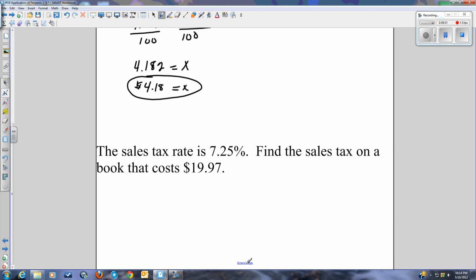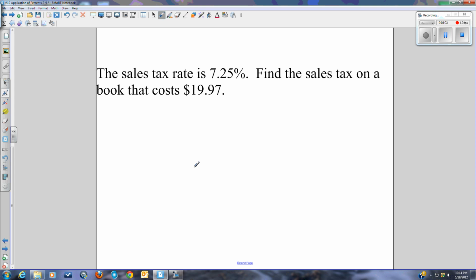This next one, sales tax. The sales tax rate is 7.25%. Find the sales tax on a book that costs $19.97. So basically, when you take a sales tax, you're taking a percent of your purchase price. So you're looking to find 7.25% of $19.97.